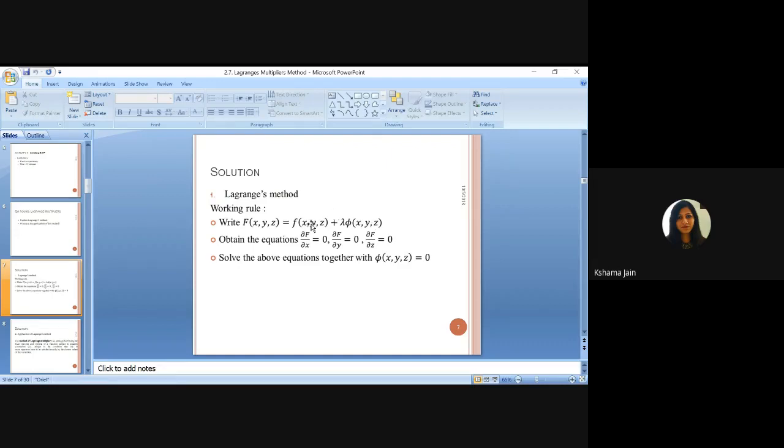What will you do? You will differentiate it with respect to x, y, and z, whatever variables are independent and given. Okay, and put them equal to 0. When we find the points, we will get our function like this.